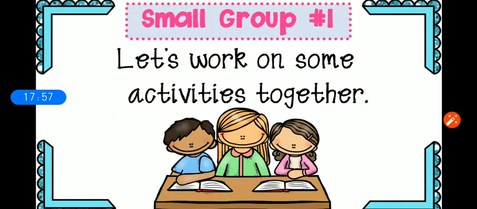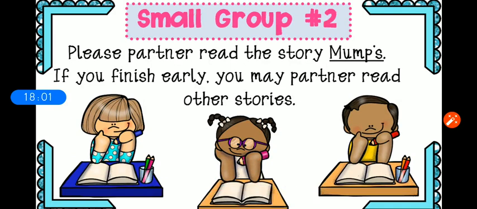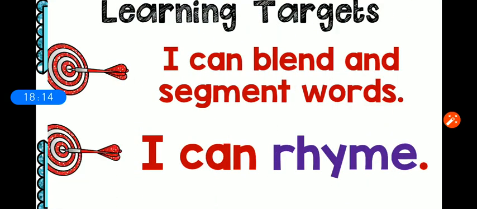Now, small group reading. Let's work on some activities together. We're going to work on some activities from Muffs. Good. Please partner read the story Muffs. If you finish early, you may partner read other stories, okay? So now get the book and start reading now so you can finish up and start reading another story.